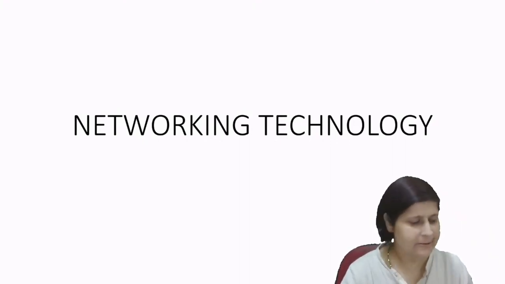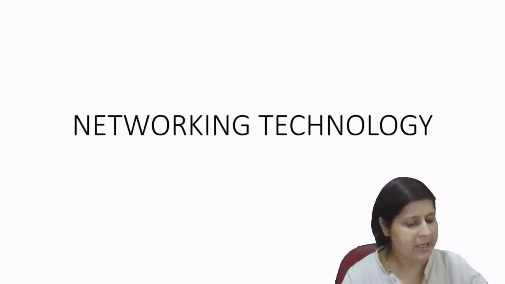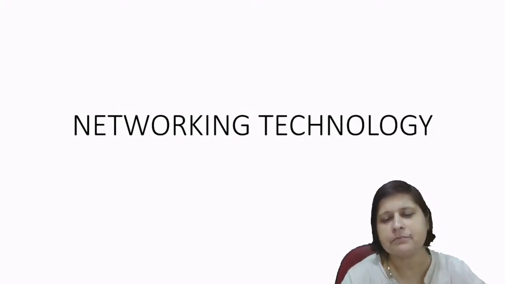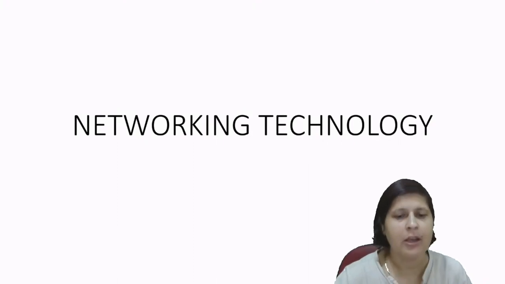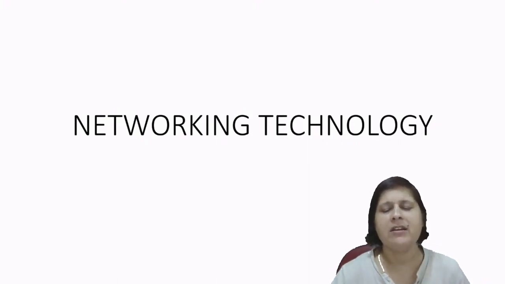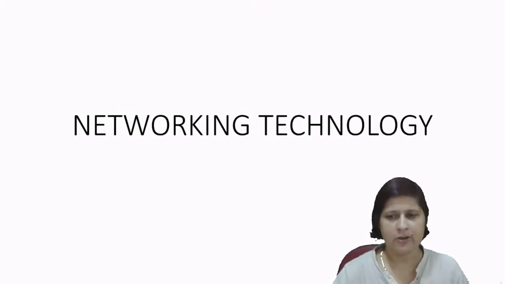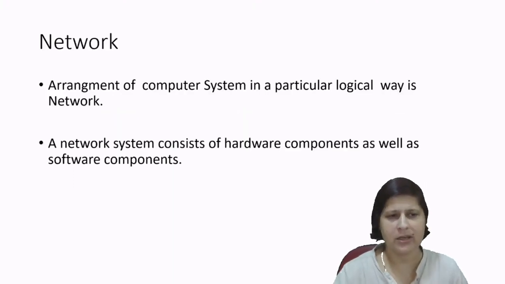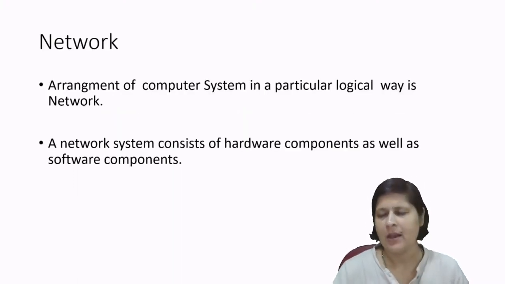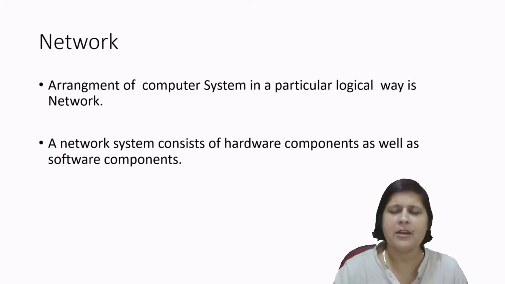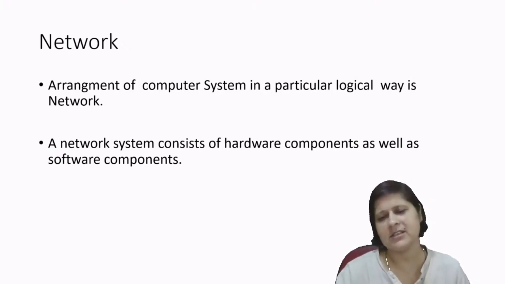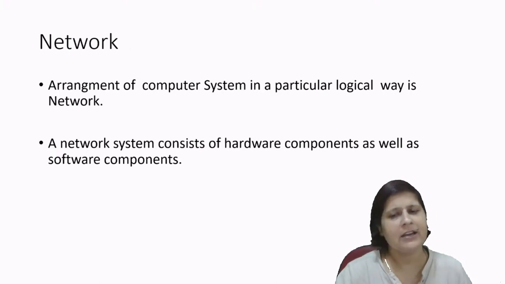So today we discussed application software and system software. Now we will discuss networking technology. What is networking? What is a network? Arrangement of computer systems in a particular logical way is a network. That is, arrangement of systems in a particular logical way is known as a network. What is the internet? Network of networks is known as the internet.